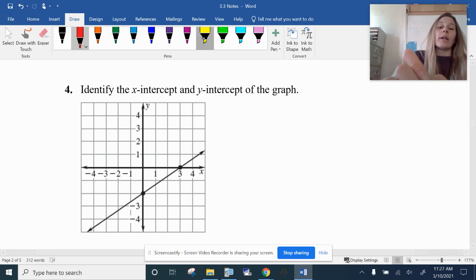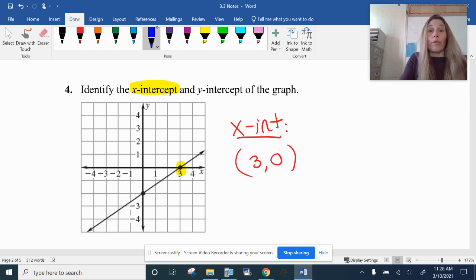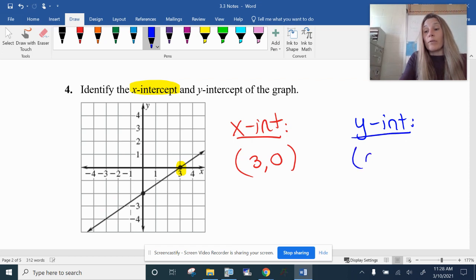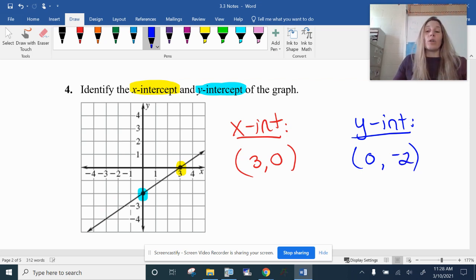So let's do it again for the next problem. What is our x-intercept here? Looking on my x-axis, where is it crossing through? My x-intercept in this particular question is (3, 0). Remember that the x-intercept always has a 0 for the y. And then the y-intercept is going to have a 0 for the x value. So we're looking for the y-intercept. Where is the graph crossing through on the y-axis? Down 1, 2. So it's (0, -2).